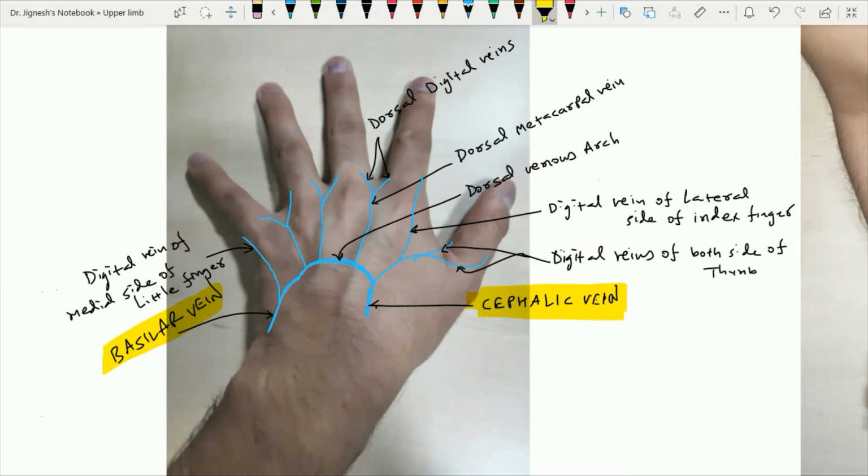The cephalic vein runs through the anatomical snuff box, which is present somewhere here. After passing over the roof of the anatomical snuff box, the cephalic vein enters the front of the forearm, and the further course we will see in a separate figure. The basilic vein runs on the medial aspect of the forearm and passes in front of the medial epicondyle at the elbow. The further course we will see in the other figure.